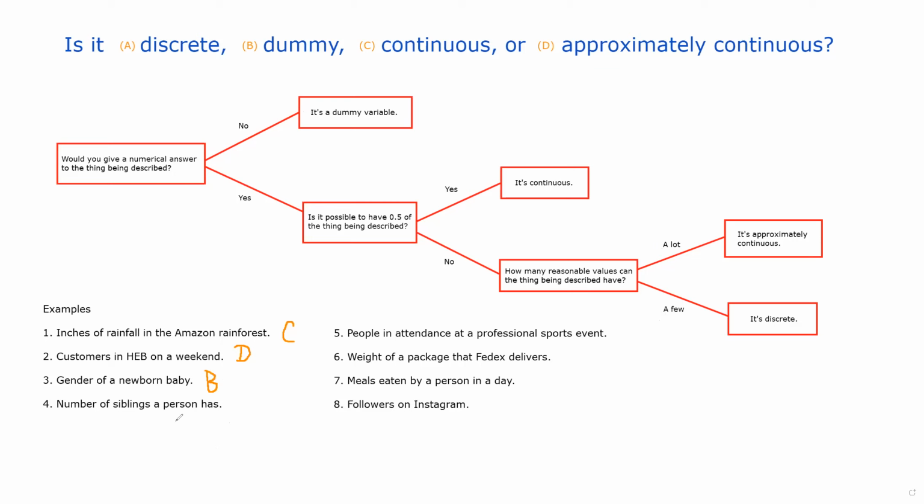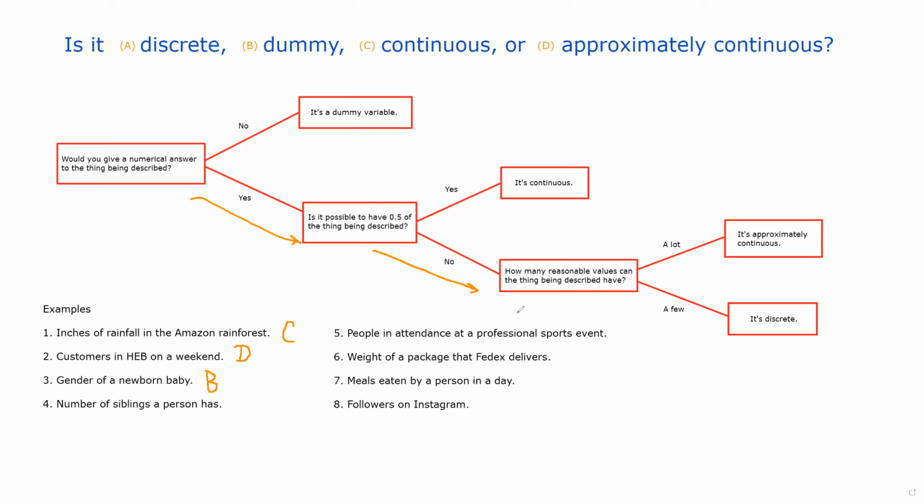Number of siblings a person has. Would you give a numerical answer to the thing described? Yes, of course. You have 1 sibling, 2 siblings, 3 siblings. Can you have half a sibling? I don't want to get into the conversation of, oh, he's my half brother. So let's just ignore that for the time being. It's not possible to have half a brother or half a sister. So we're going to go no as well.